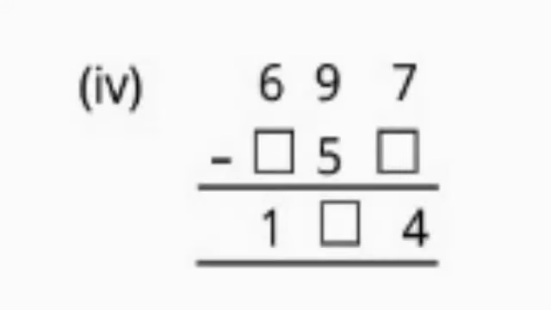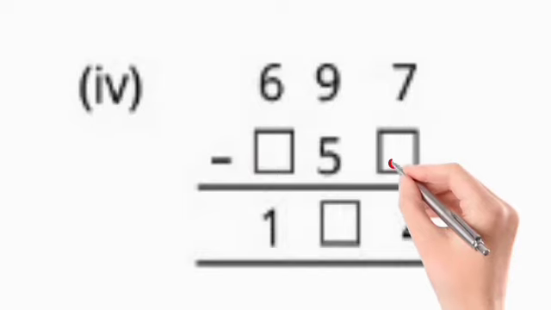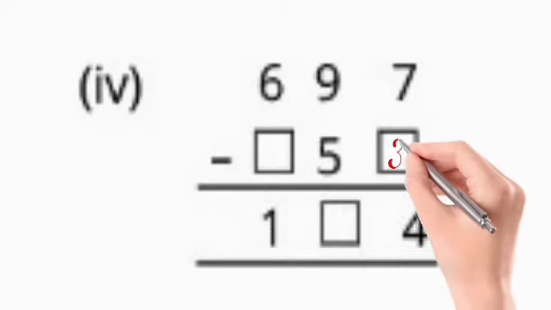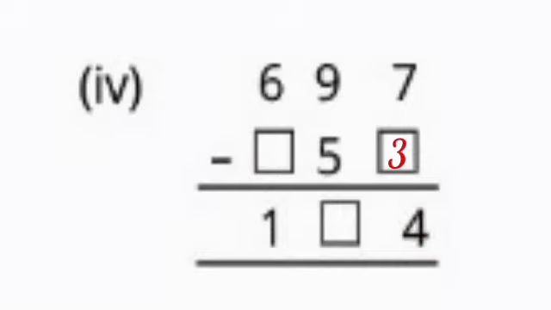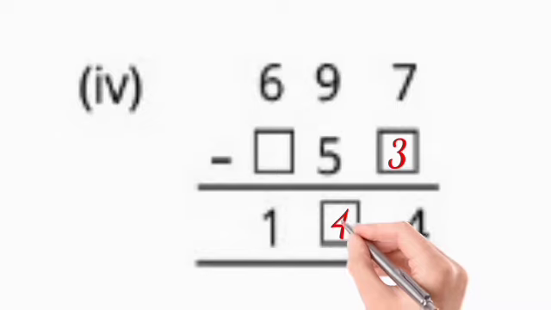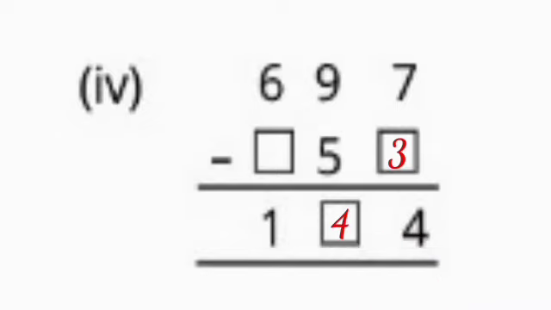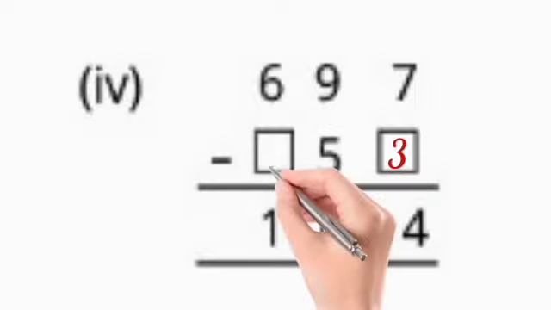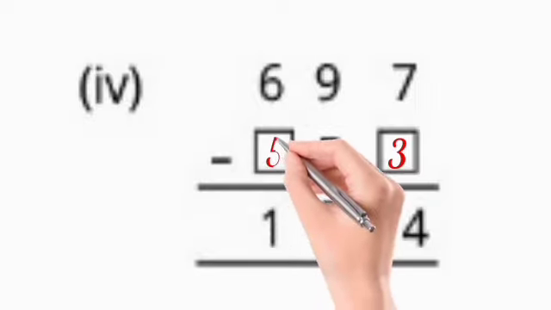The subtraction of two whole numbers is there. We start from unit place digits. Look at the box. 7 minus what becomes 4? Yes, 3. So write 3 in this box. Now look at the tens place digits. 9 minus 5 is 4. Write 4 in this box. Look at hundred place digits. 6 minus what becomes 1? Yes, 5. Write 5 in this box.